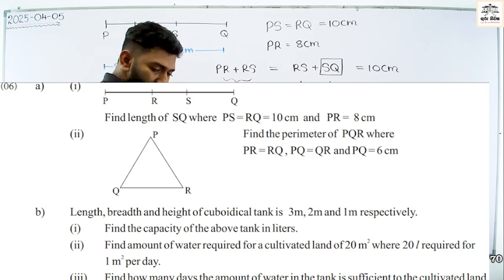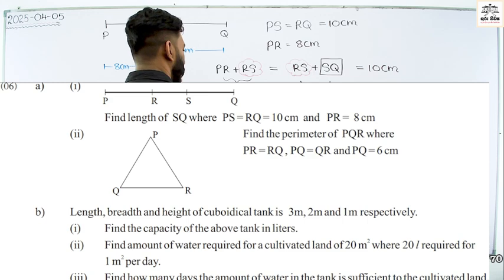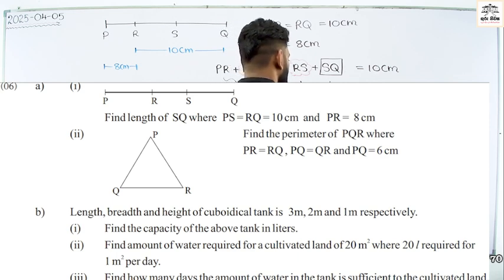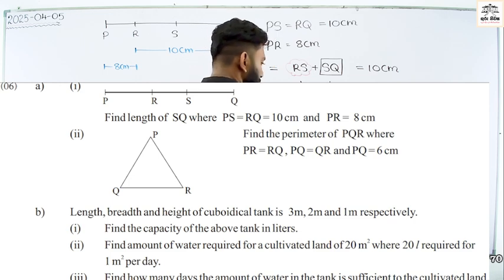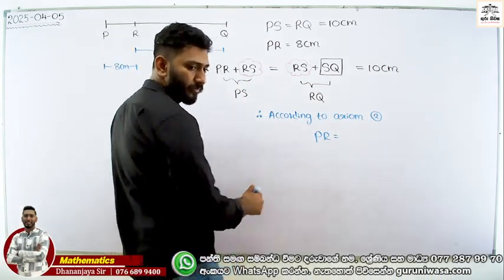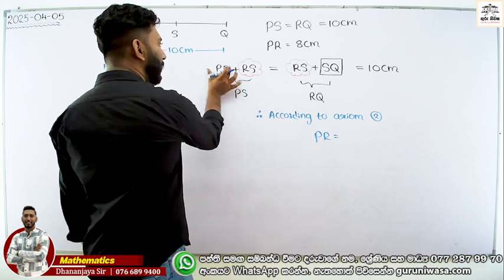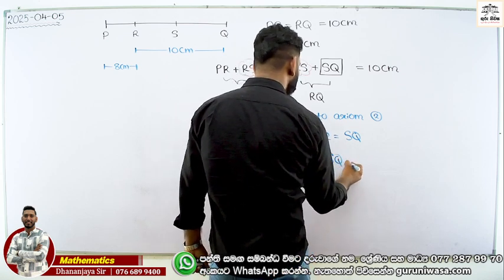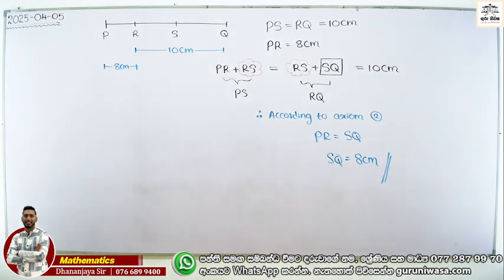Now we can write, look at this. Here is RS and there is RS. Therefore, according to axiom number 2, PR should be equal to SQ, right? RS and RS both are equal, no? Therefore, PR should be equal to the SQ. So now I can write the answer. Then SQ equals 8 cm, right? And this is the way to find the answer for SQ.